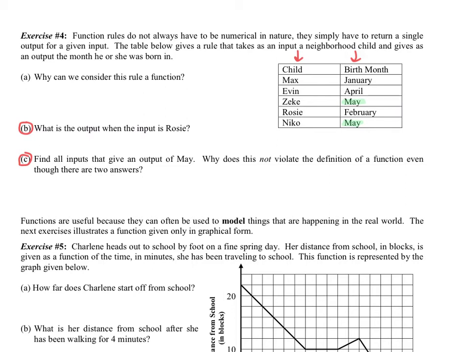The question says, why does this not violate the definition of a function, even though there are 2 answers? So here's the thing with a function. We have an input that has exactly one output. It doesn't matter that the output has more than one input. All that matters is that the input has exactly one output. May can have more than one person born in it, but each person can only be born in 1 month. So it does not violate the definition of function.